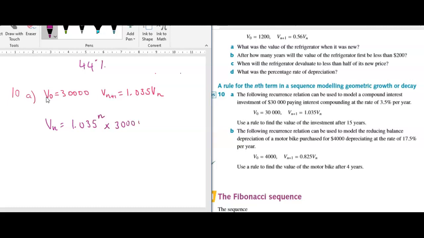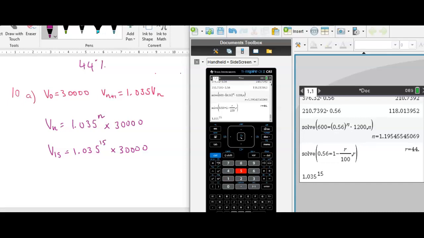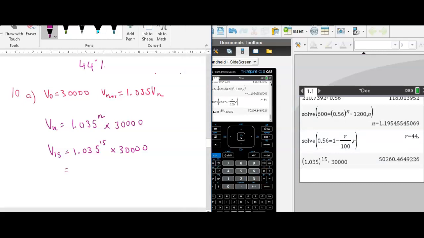So we did this when we did geometric sequences. It is also in your notes at the start, okay? So we want to know the value after 15 years. So V15 equals 1.035 to the power of 15 times 30,000. So 1.035 to the power of 15 times 30,000. Okay, so we're working in dollars here, so we only need to do decimal places.